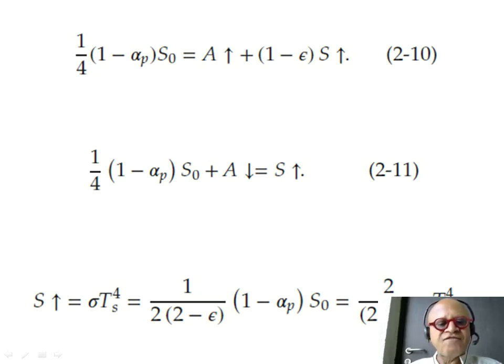So now the expression for S looks a little bit more complicated. It's got 2 divided by 2 minus epsilon. Okay, so we added the expression for 1 minus alpha S0 in terms of sigma Te to the fourth, or A. They're all the same. A is sigma Ta to the fourth, but Ta is the same as the emission temperature, a simplifying assumption. So Te and Ta are the same, which means A is sigma Te to the fourth. Okay, that's what we did.